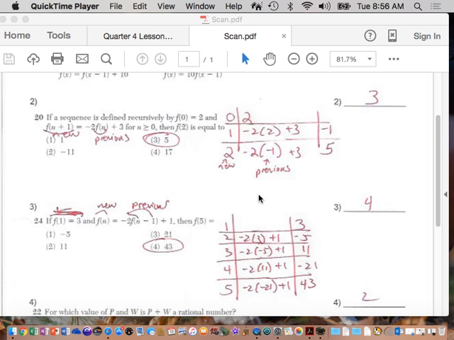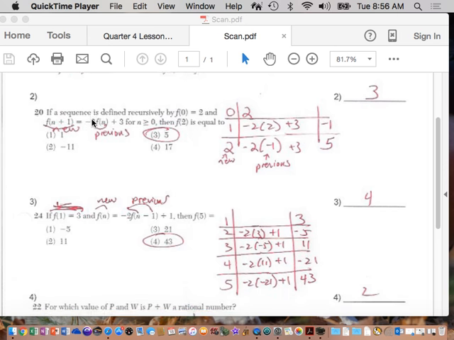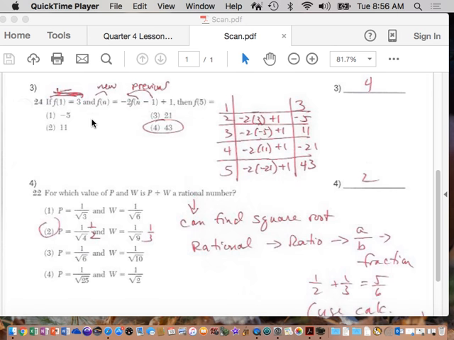Okay? Yes? How do you know when you just plug in the 2? Do you see how it says if a sequence? So when it says sequence, that means get into the previous and new frame of mind. Okay. All right? Now let's go to number 3.